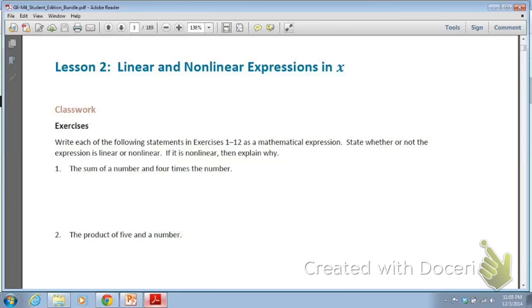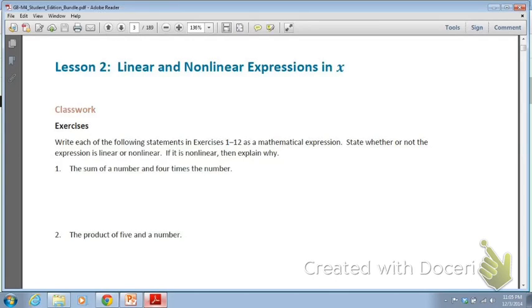Okay, so let's read the directions. It says, write each of the following statements in exercises 1 through 12 as a mathematical expression. So we're going to use that symbolic language. State whether or not the expression is linear or nonlinear. If it is nonlinear, then explain why.